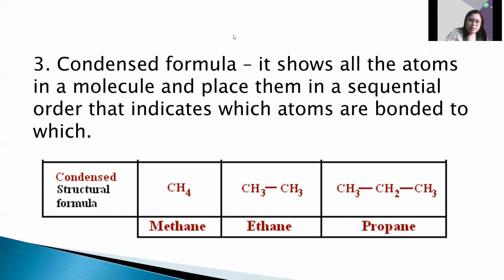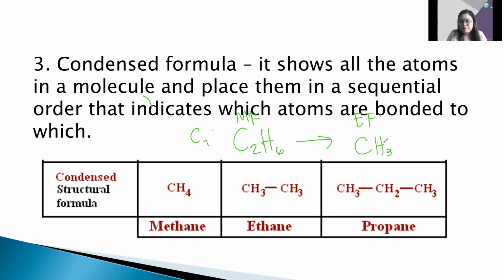Let me show you an example so you can picture what I mean. So for example, we have C2H6. This will be the molecular formula. So if you are asked to make the empirical formula, then you just have to simplify this. So their common factor is 2. So this becomes C only, and then 6 divided by 2 is 3. So this will become CH3. Okay, that's how we do it for the empirical formula.